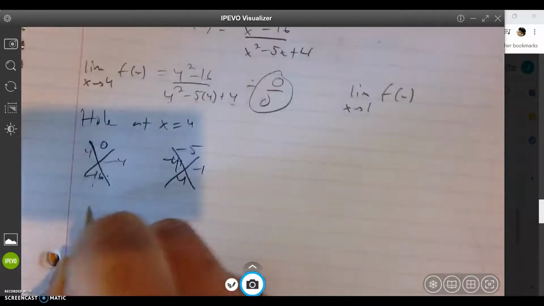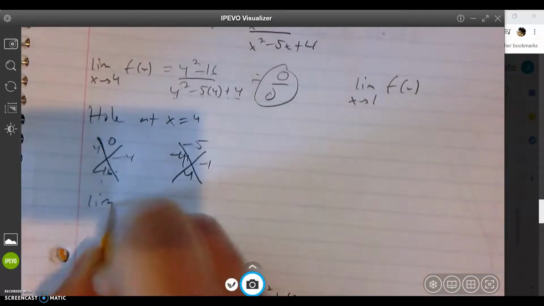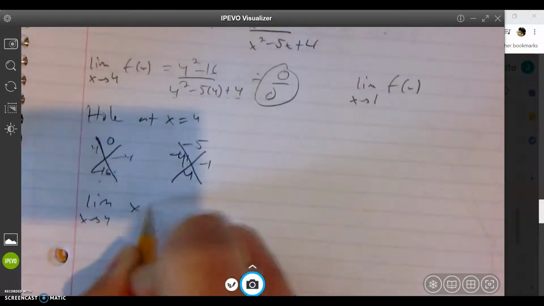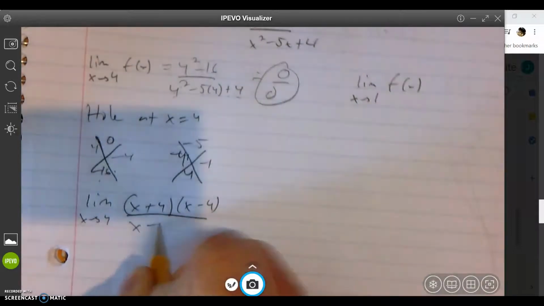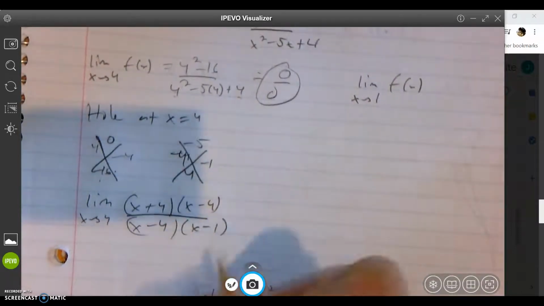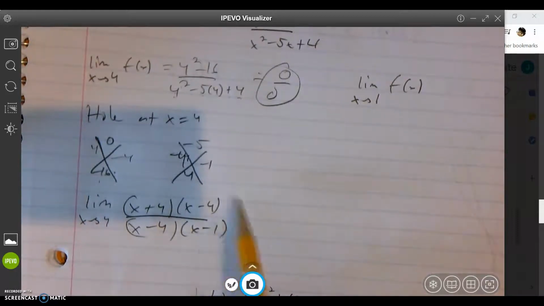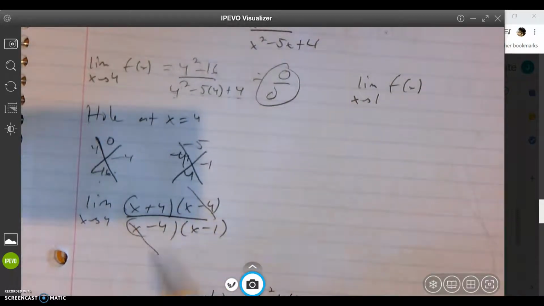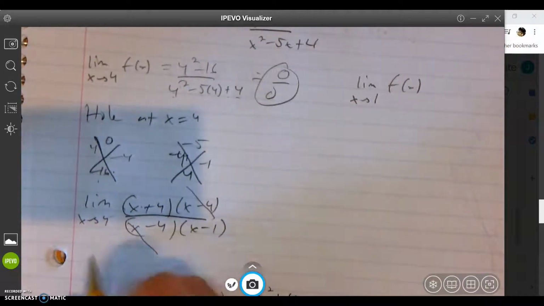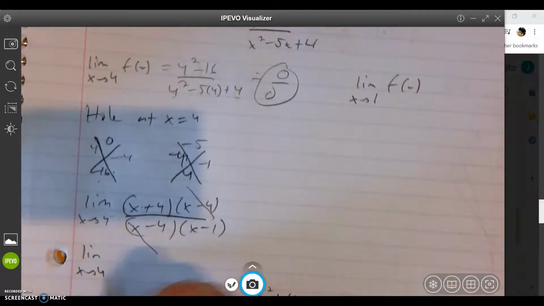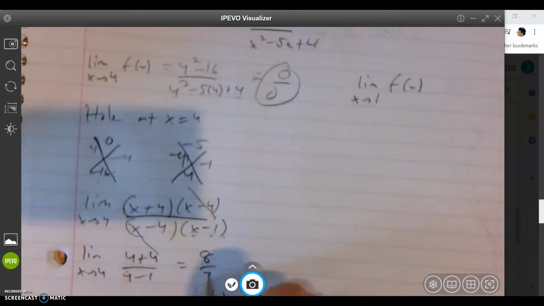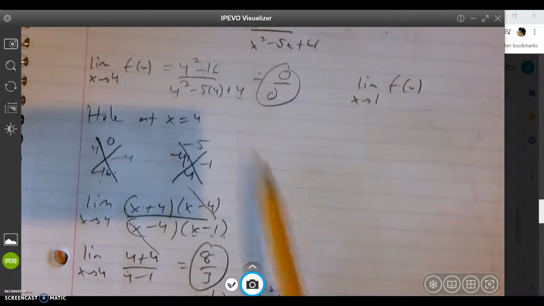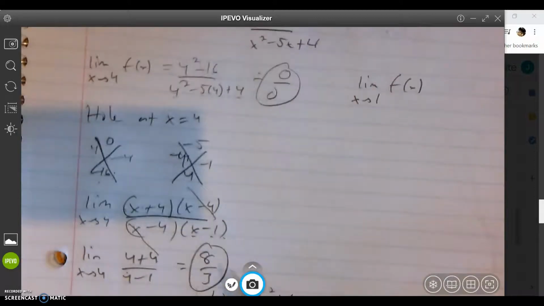So my limit as x approaches 4 of x plus 4, x minus 4 over x minus 4, x minus 1. Cool. So x minus 4 divided by x minus 4 is 1. And so I'm going to plug 4 back in here. So the limit as x approaches 4 of 4 plus 4 over 4 minus 1. So that's 8 over 3, done. So that's my limit. So there's a hole at x equals 4, and the limit is 8/3.